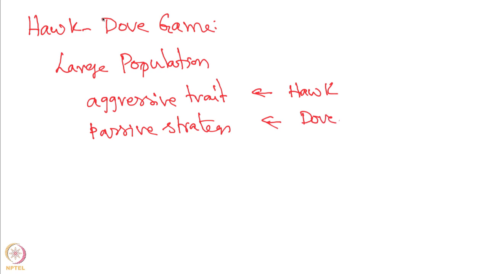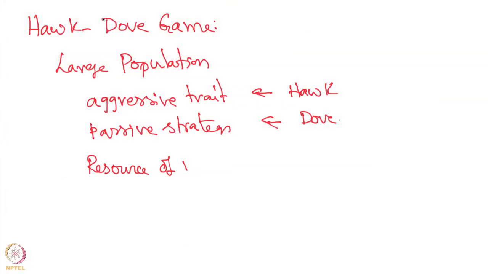In the large population, for example, they will be contesting for some resources. There could be food, nesting site, territory and other things. When two members of this population meet, they can show the hawk behavior or the dove behavior. If both show dove behavior, they do not fight each other and they share the resource. But if one hawk and one dove encounter, the hawk wins over the dove, takes over the resources, and the dove loses. And if two hawks encounter, because both are aggressive, one of them will lose and the other gets the resource.